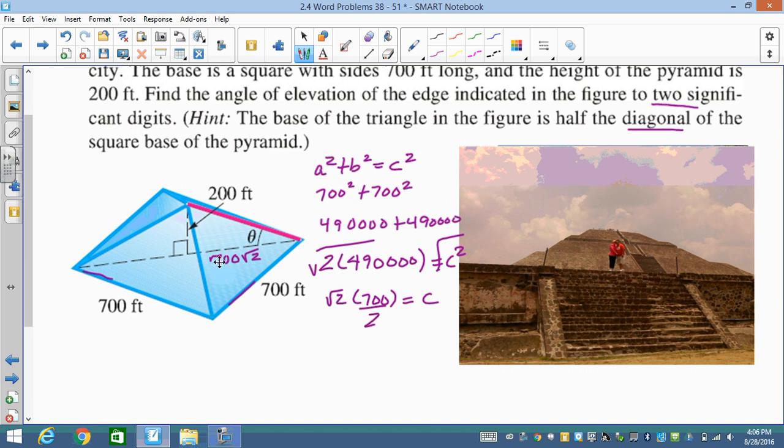So this c, I'm going to move this guy over so he's out of our way. This 700 square root of 2 is the whole length there. And so the length of just this is going to be half. So this is 350 square root of 2. And now this is the triangle we're looking at. And they are asking us for this length here.